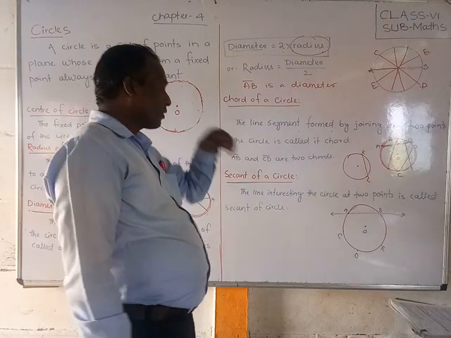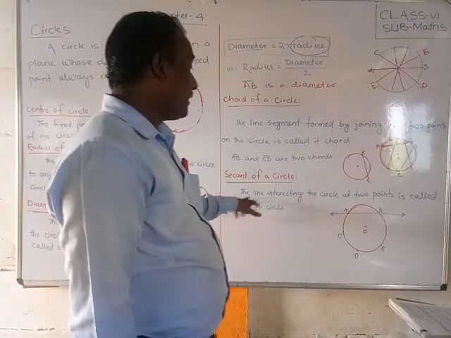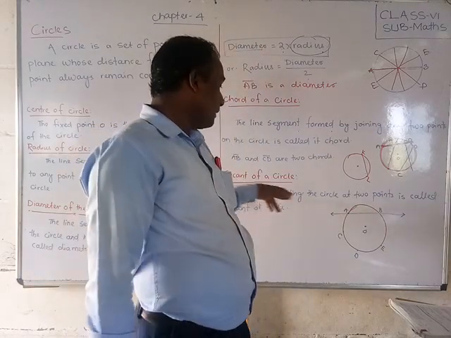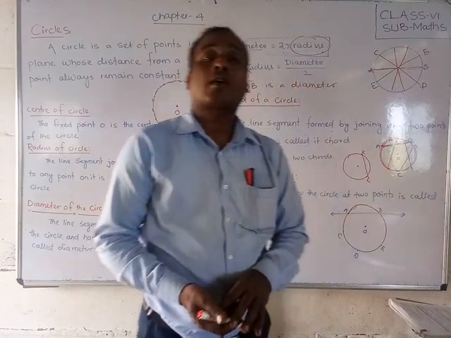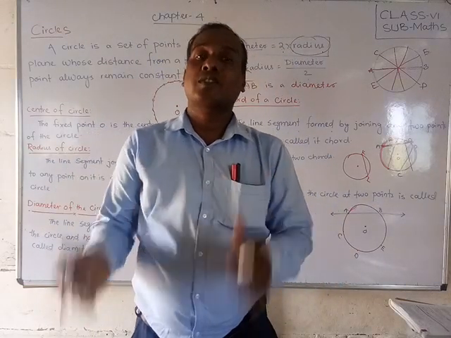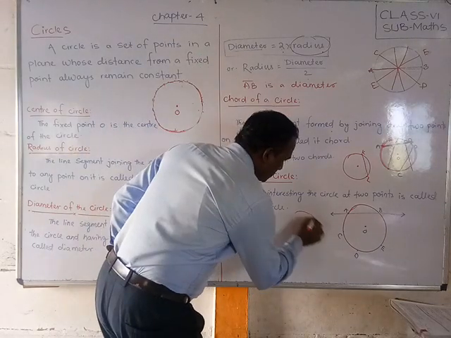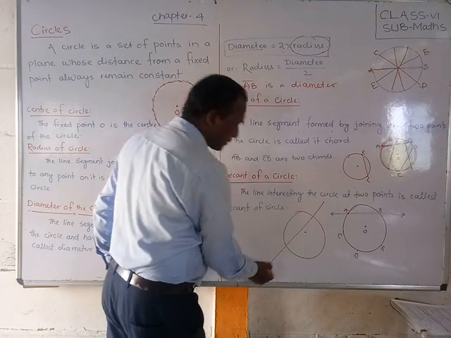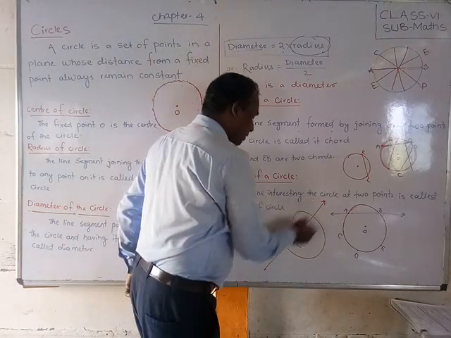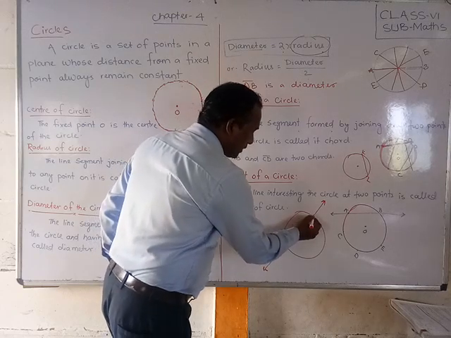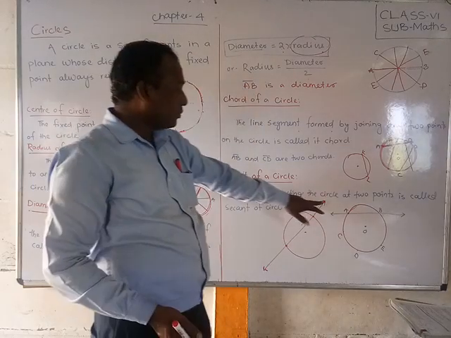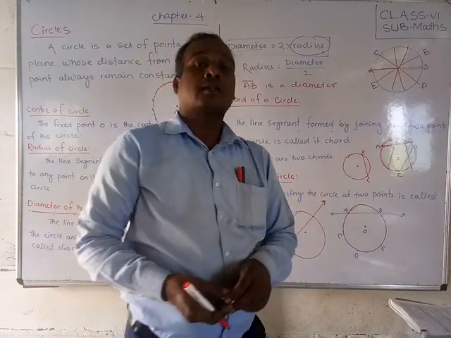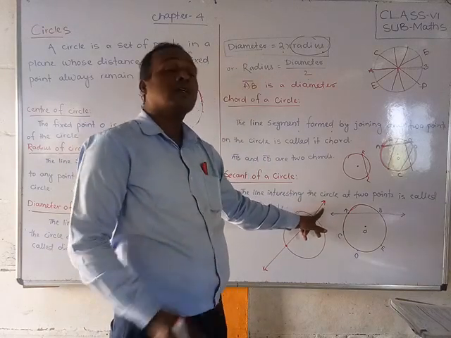Next, secant of a circle. What is the secant of the circle, friends? A line intersecting the circle at any 2 points. The line intersecting the circle at 2 points is called a secant of a circle. Suppose friends, I have drawn here, observe. This is one circle. If I join like this, this is one line. It is intersected here and intersected here. So if the line intersects 2 points of the circle, that is called a secant of a circle. This line is called a secant.